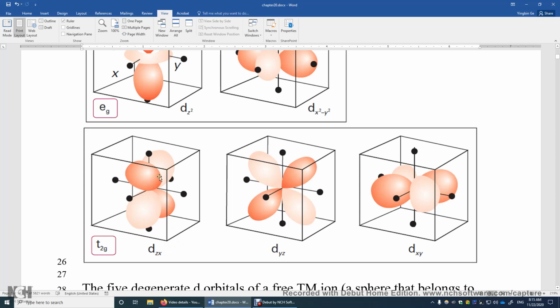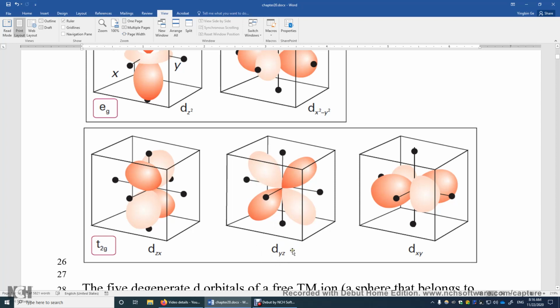Well, they are pointing kind of between the x and z directions. So this is your x direction, and this vertical axis is the z direction. So dzx lies in the xz plane, and the four lobes are between the z axis and the x-axis. Similarly, if you look at this dyz, this is the y-axis, this is the z-axis, so this dyz orbital lies in the yz plane. And if you look at these four lobes, they are between the z-axis and the y-axis.